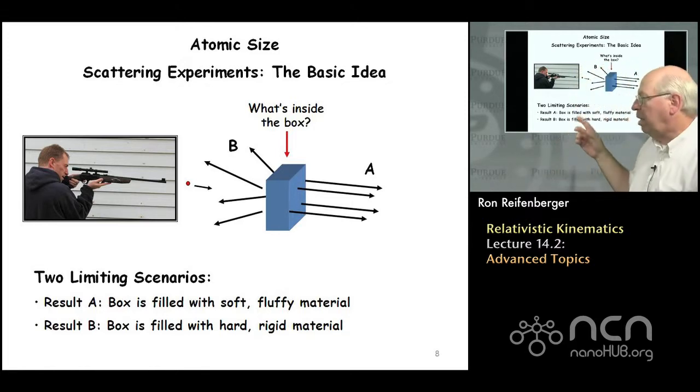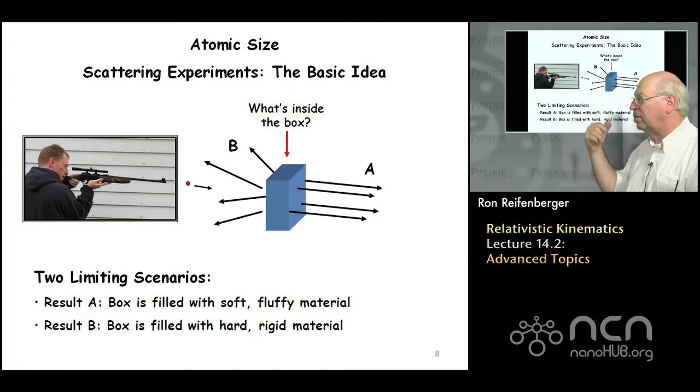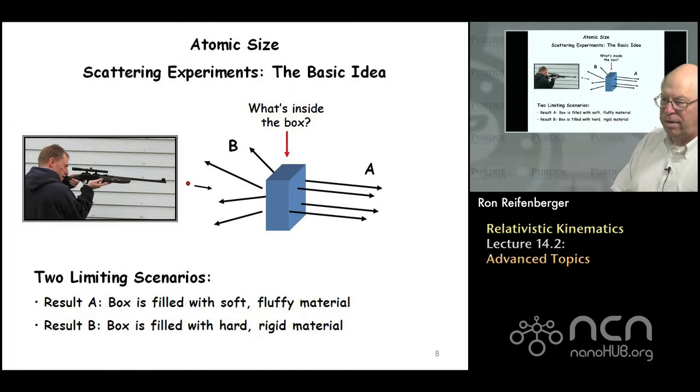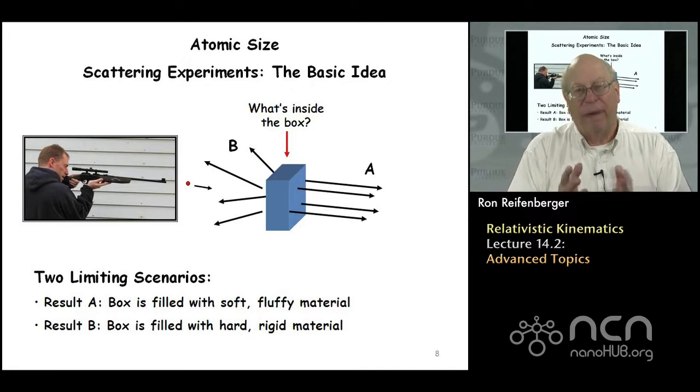Right? If, on the other hand, you find that a significant fraction of these projectiles actually bounce off at odd angles, some of them actually bounce back in the same direction from which they came, then you might conclude that the box is filled with a very hard, rigid material, that there's certain regions of the box that deflect these incident particles in a rebound, right? They actually cause these particles to rebound from the target. So that's the basic idea.